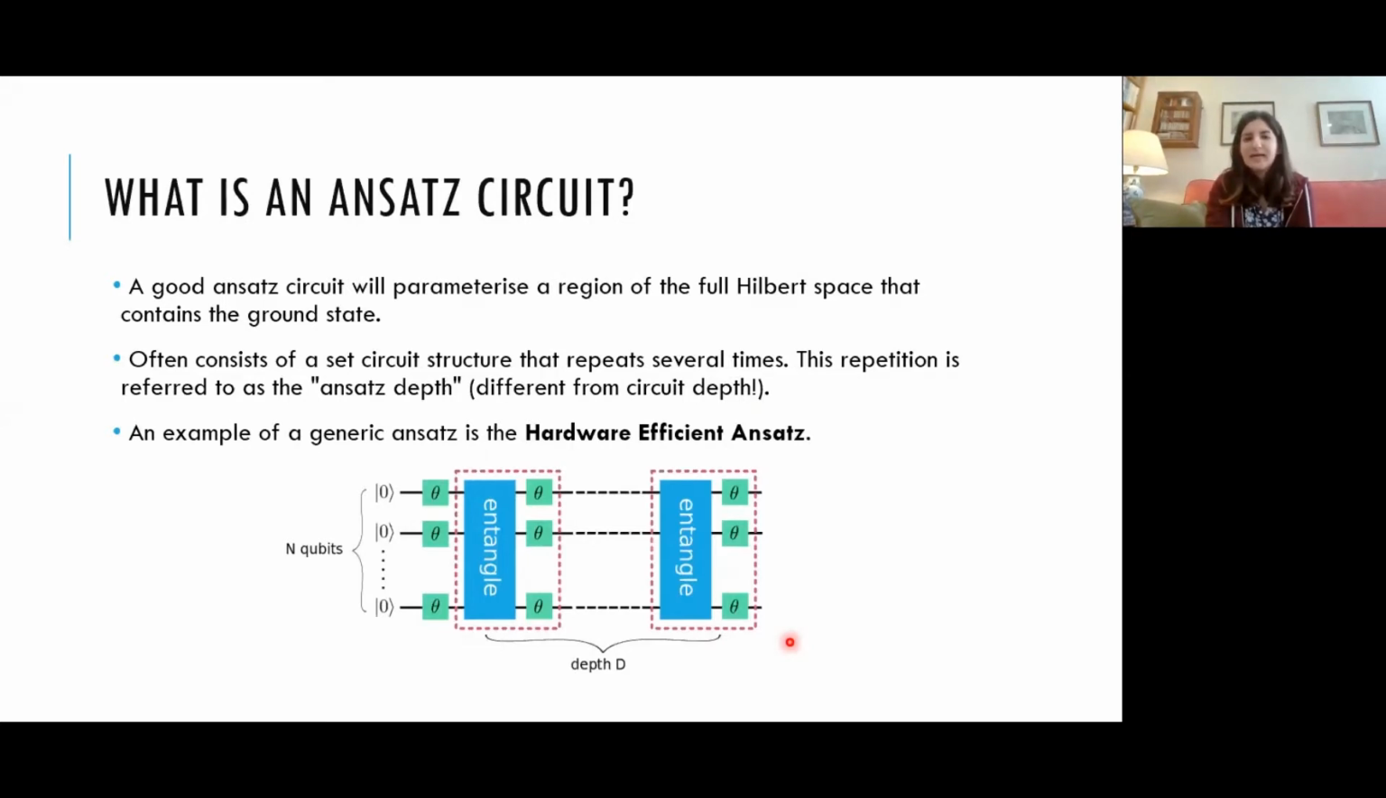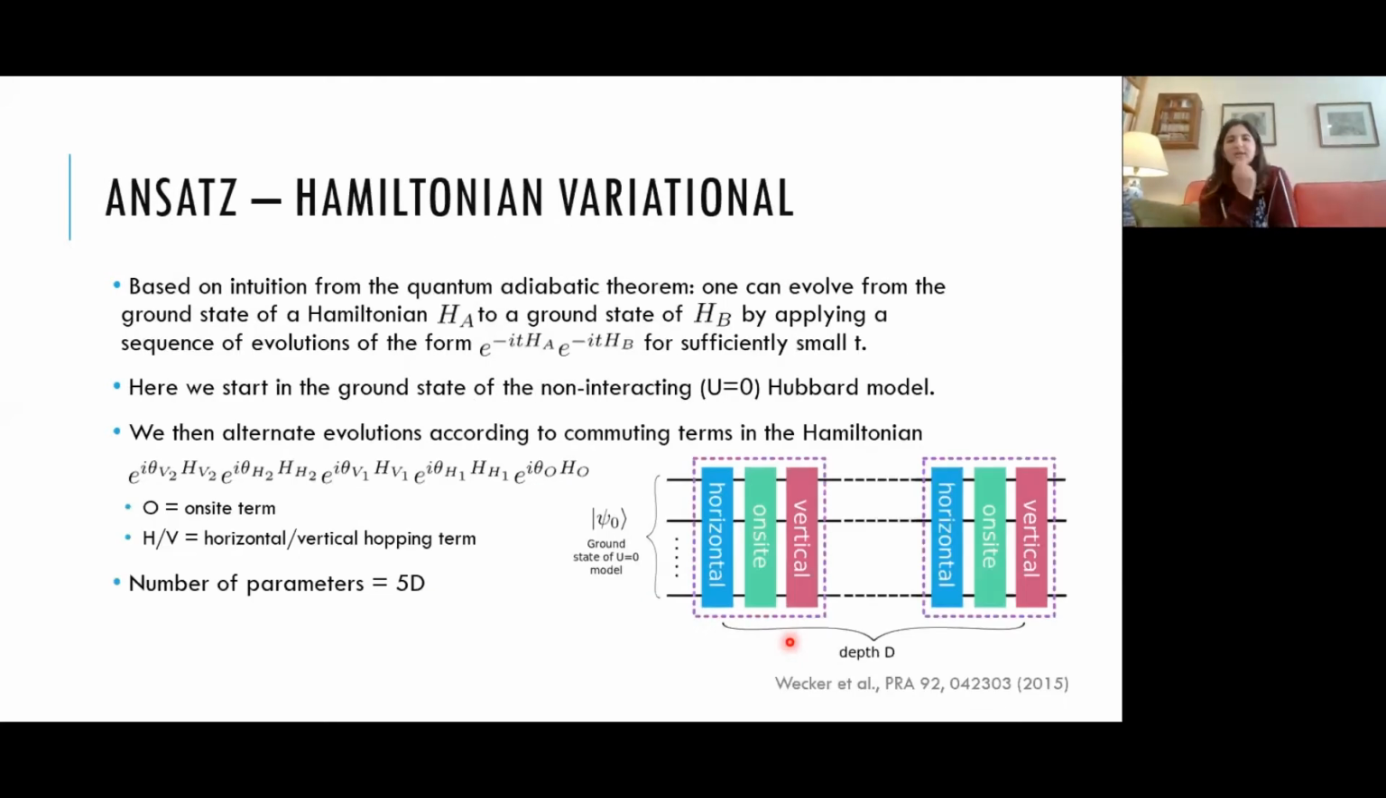We can do a bit better by tailoring our ansatz to the problem. One of the ansatz we looked at was the Hamiltonian Variational Ansatz. This is based on intuition from the quantum adiabatic theorem. The theorem states that one can evolve from a ground state of a Hamiltonian H_A to a ground state of H_B by applying a sequence of evolutions of the form e^(-i t H_A) e^(-i t H_B), for sufficiently small t.